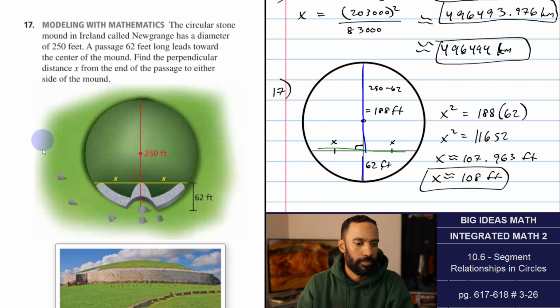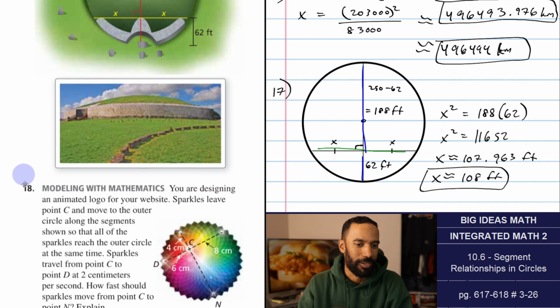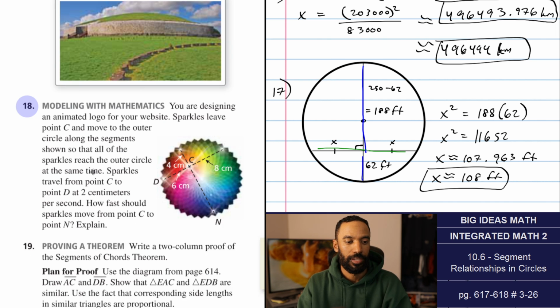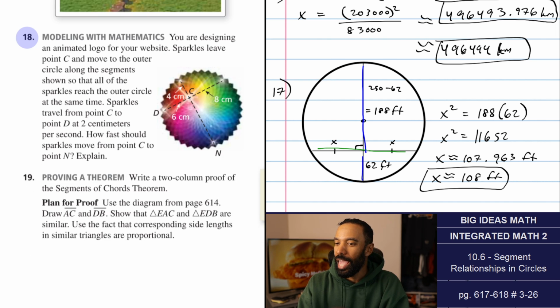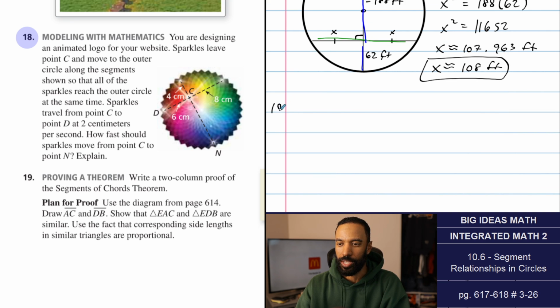Another word problem? What's that? Oh, is this the mound they were talking about? Oh, it's real. Okay. It probably should have been. The moons were real on Saturn. 18. You are designing an animated logo for your website.